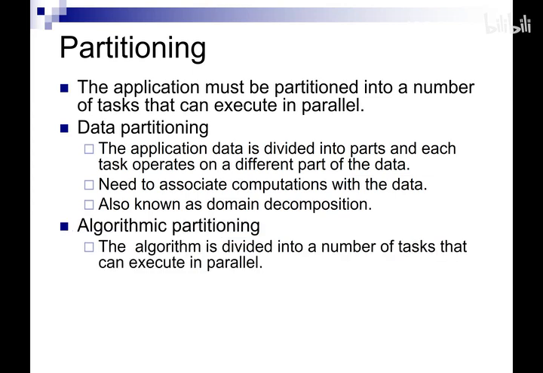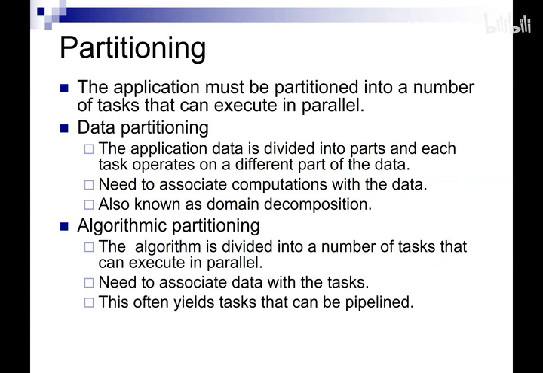Another type of partitioning is algorithmic partitioning. Here, instead of partitioning the data that we're working with, we partition the algorithm into a number of tasks that can be executed in parallel. Then after that, we need to say how the data is associated with the tasks, so which data is being processed by which tasks. And oftentimes, as we'll see, this is going to lead to a pipeline of the tasks.